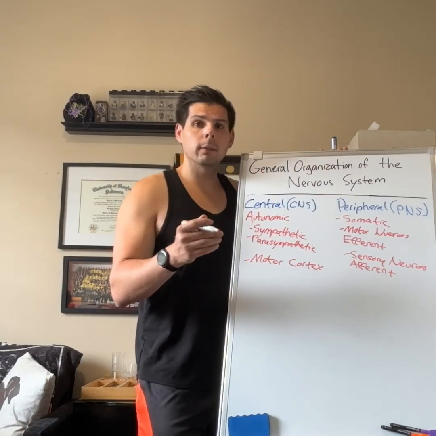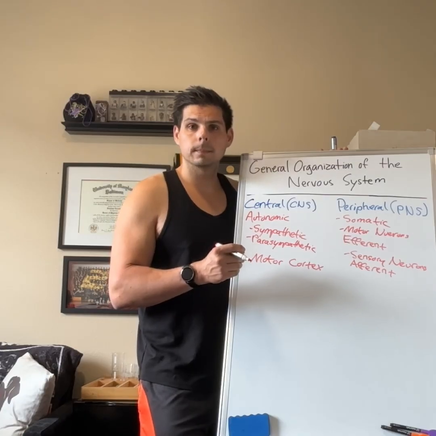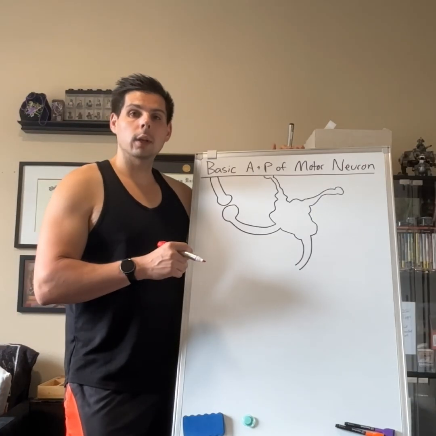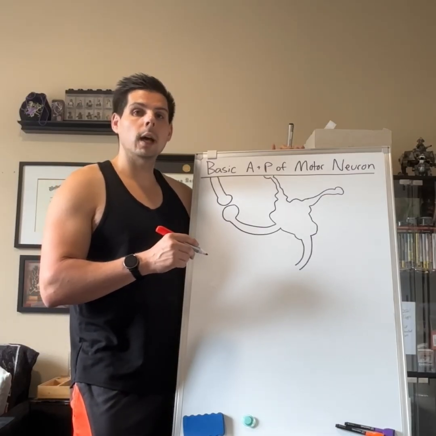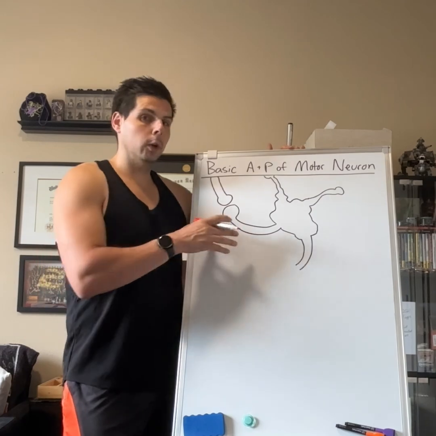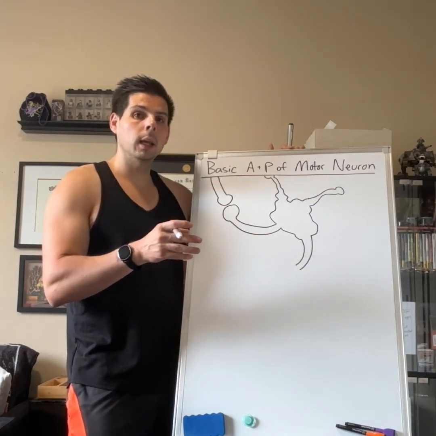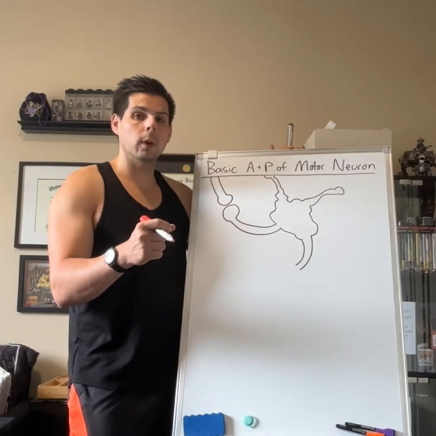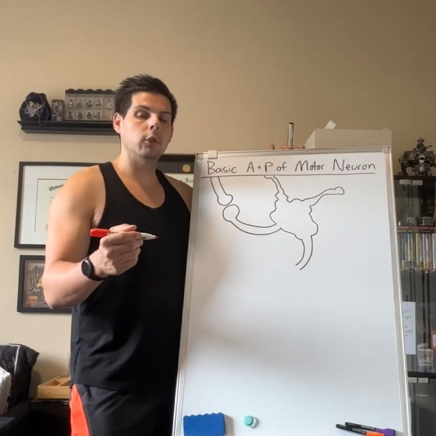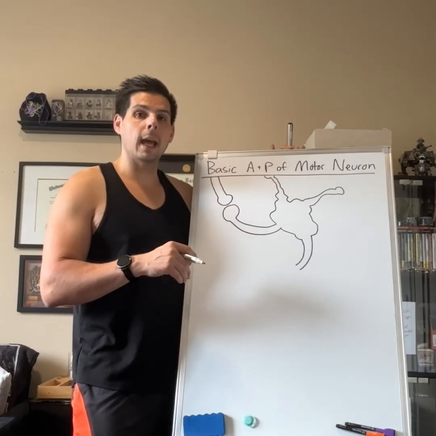And that is going to conclude everything that we're going to talk about for the general organization of the nervous system. The next topic for us to discuss in our introduction to the neuromuscular system is going to be the basic anatomy and physiology of a motor neuron. If we look over here on the whiteboard, we already have ourselves a perfect drawing of a motor neuron. And as we know, the motor neuron is a part of the peripheral nervous system, and its job is to get information from the motor cortex to the target muscle that is going to be performing the activity.